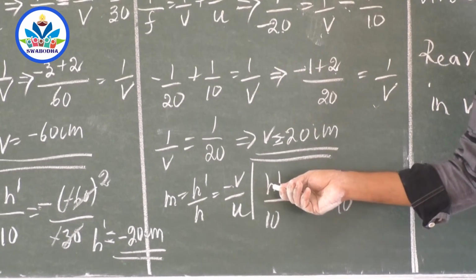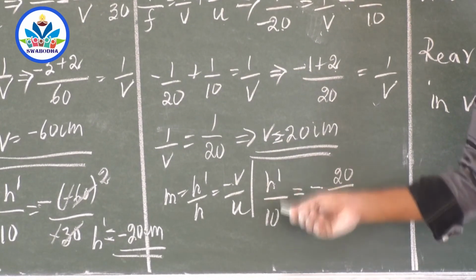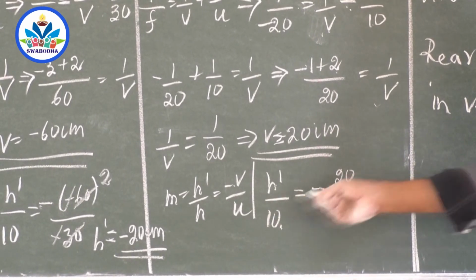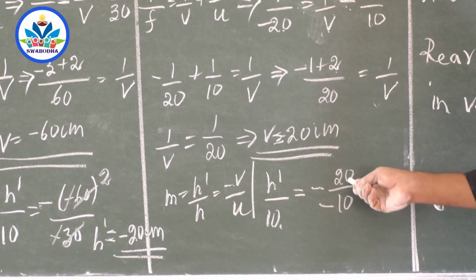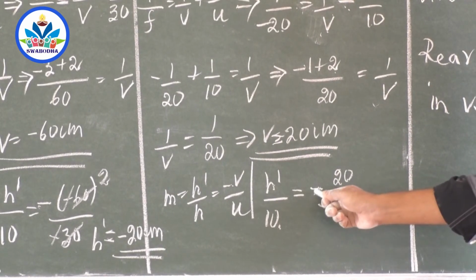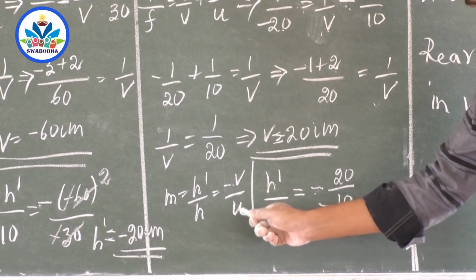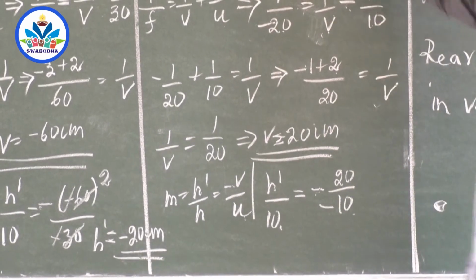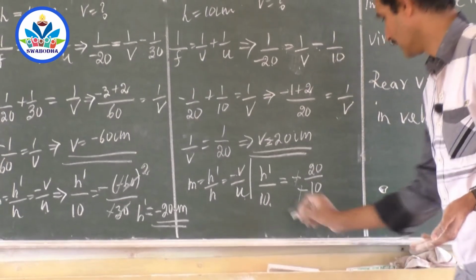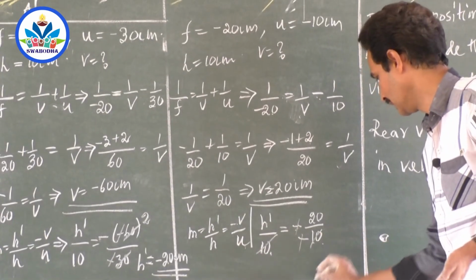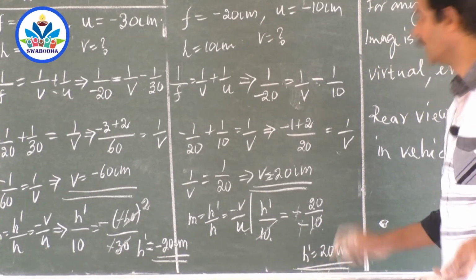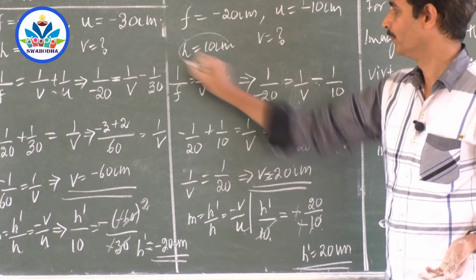So H dash to be found out, H object height above the principal axis 10, minus from the formula, image distance 20 centimeter, it was in this direction, so no separate minus except this formula minus. But what about U, object distance? That is minus 10 because it is on the other side. Minus minus gets cancelled. What is H dash? 10 gets cancelled, only 20. So H dash is 20 centimeters, which is double the size of the object here.